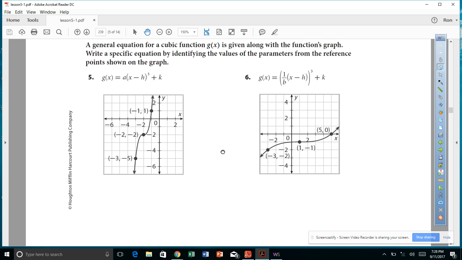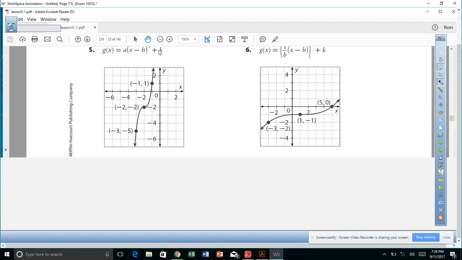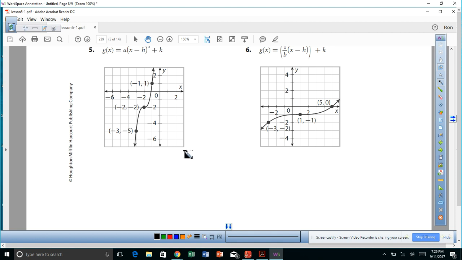A general equation for a cubic function g of x is given along with the function's graph. Write a specific equation by identifying the values of the parameters from the reference points shown on the graph. All right, so what do we got? Pop quiz. What are h and k? h and k. So that's k.